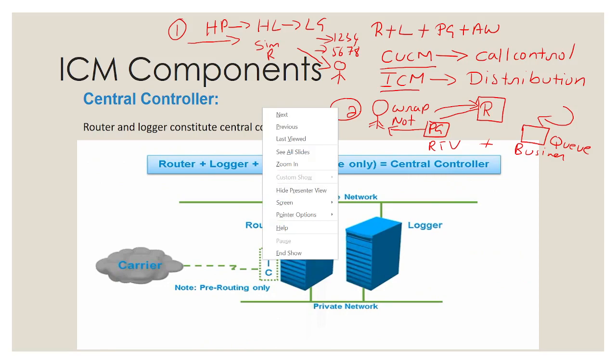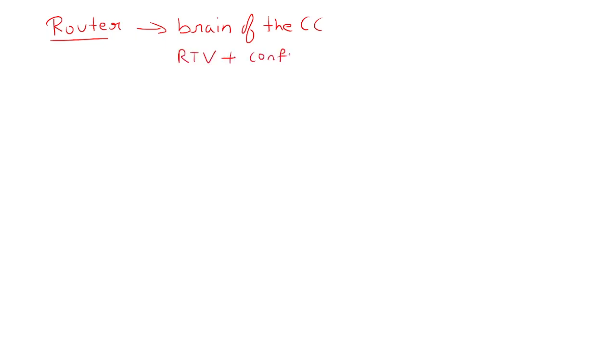So what we understand is the router is the brain of the contact center. Why is it the brain of the contact center? Because it takes a routing decision based on two things: the real-time view of the contact center plus the configuration information that it gets from the logger. We'll talk about the logger next, and this is a critical component of the contact center. Next, let us look at the logger.